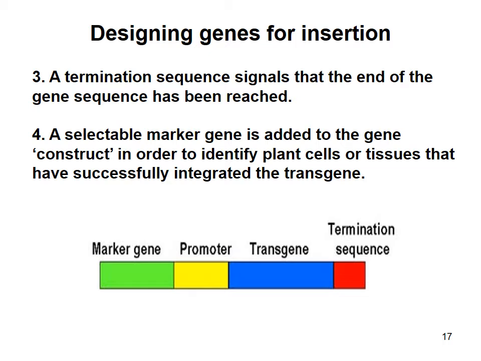So these selectable marker genes encode proteins that provide resistance to agents that are normally toxic to plants, such as antibiotics or herbicides. So only plant cells that have integrated the selectable marker gene as part of this transgene construct will actually survive when grown on a medium that contains the appropriate antibiotic or herbicide. As for other inserted genes, marker genes also require their own promoter and termination sequences for proper function.